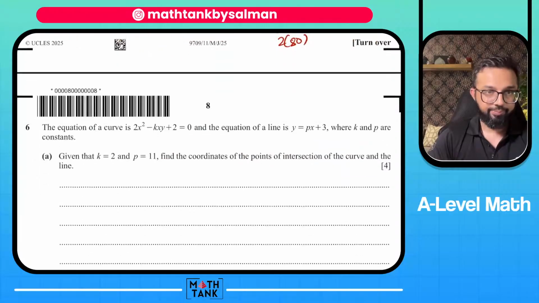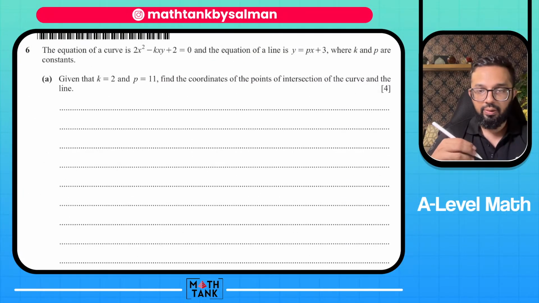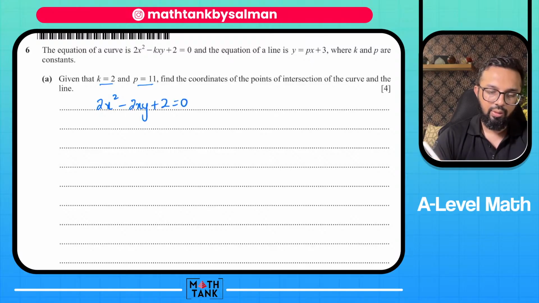Okay, so moving on. The equation of a curve is this, 2x squared plus minus kxy plus 2, and the equation of a line is this, where k and p are constants. Given that k equals to 2 and p equals to 11, find the points of intersection. So 2x squared minus 2xy plus 2 equals to 0. Y equals to 11x plus 3. 11x plus 3 plus 2.